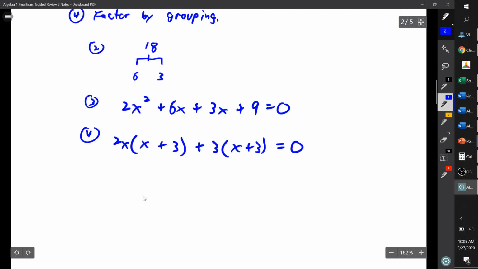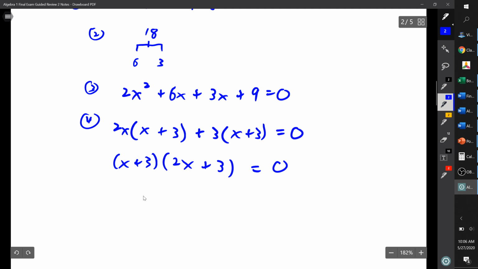So now I see, ooh, I have an x plus 3 and an x plus 3. Let me factor out an x plus 3. What am I left with from the first big chunk? 2x. What am I left with from the second big chunk? Plus 3. I still have equals 0. Now I have a factor, x plus 3, times a factor, 2x plus 3, equals 0. So I can set each factor equal to 0 and solve. So I'm going to say x plus 3 equals 0, or 2x plus 3 equals 0.